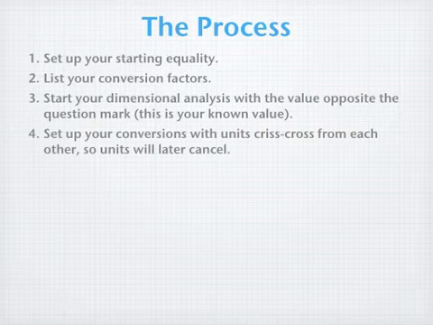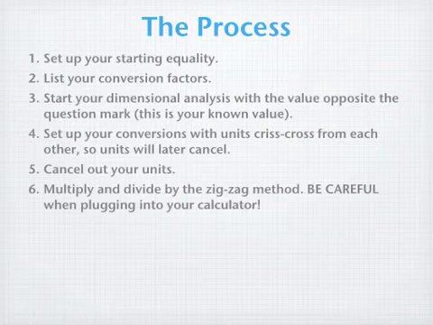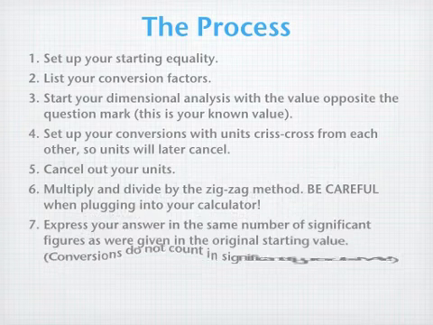We'll set up the conversion factors so the units crisscross from each other. The units are set up opposite each other in the numerator and the denominator so that they'll later cancel out. We'll cancel out the units. Then we're going to multiply and divide through the calculation using what I call the zigzag method. I'll show you how this works, but be careful when plugging this into your calculator.